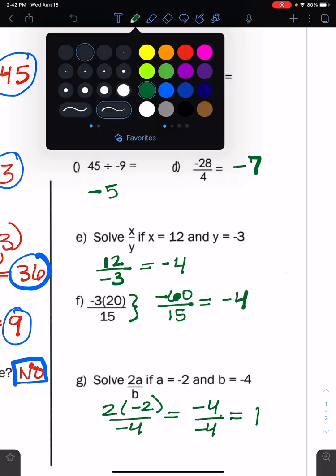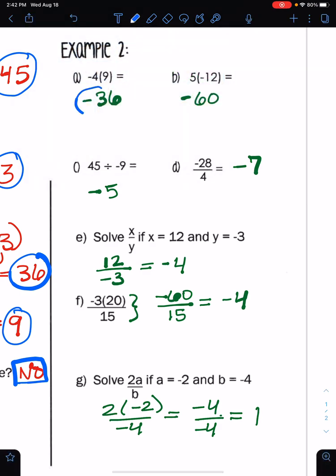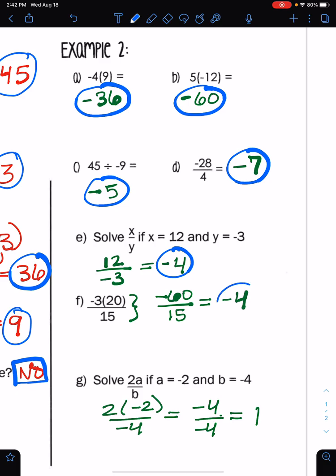So I'm going to go back through and circle my answers here, and then that'll be the end of the notes on multiplying and dividing integers.